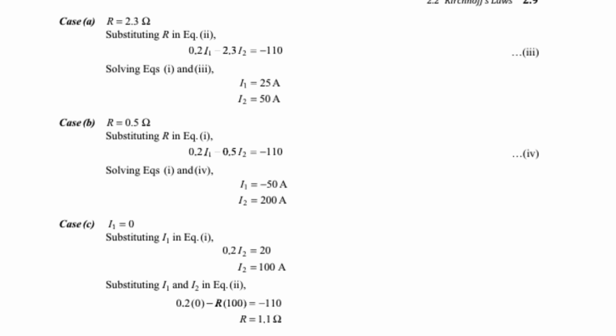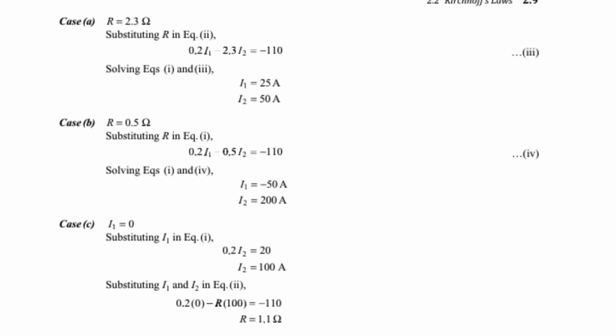Case B, R equals 0.5 ohms. Substituting R in EQ, I. 0205 110 125.210 II 0510510 equals 2 I 0505 minus 4. Solving X, I, and 4. I. 1. 2. 50. 200. Equals minus. Equals. A.